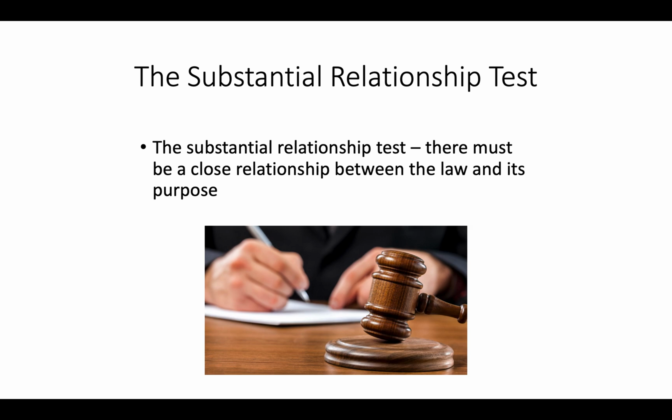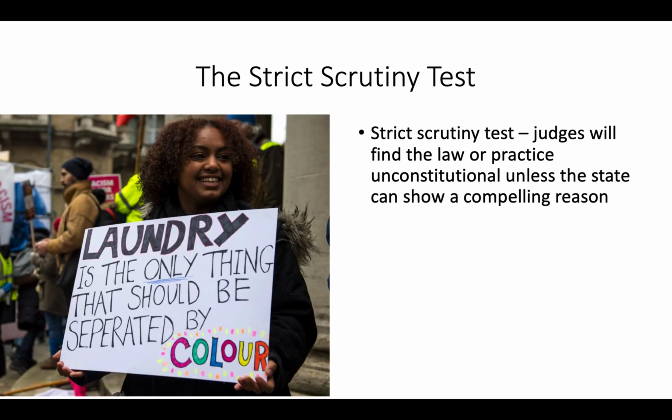And now let's go back to the strict scrutiny test. That will be a little bit better for us. Strict scrutiny test: judges will find the law or practice unconstitutional unless the state can show a compelling reason. I'm going to give you an example.